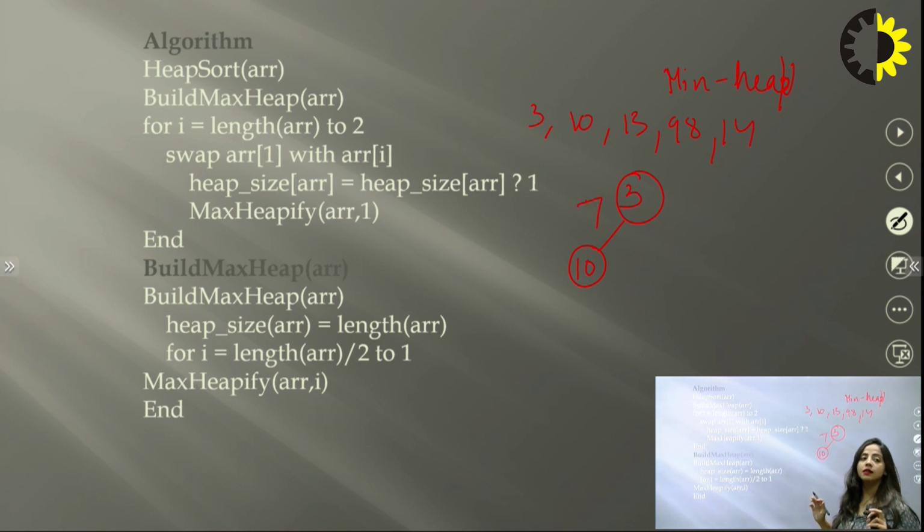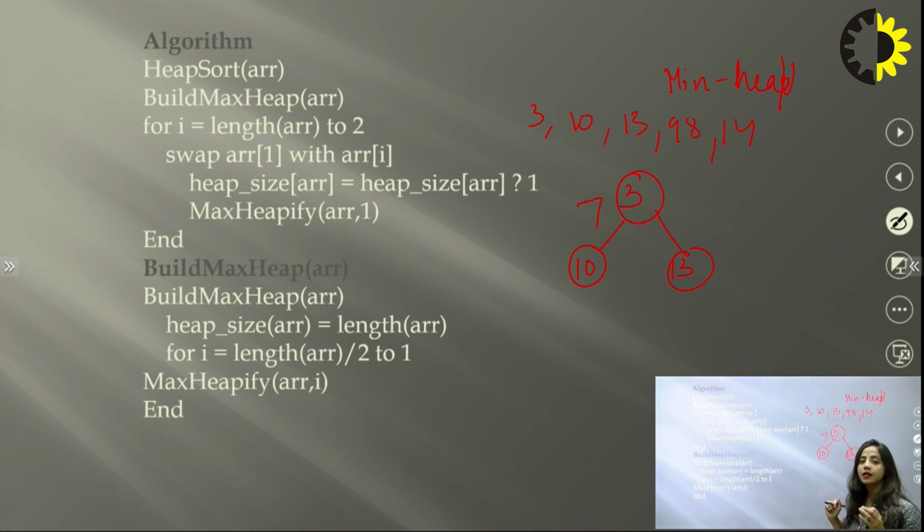Now we will insert 13 here. Where will we insert 13? We will insert 13 here. Check again, is it in min heap or not? Since 13 is greater than 3, and 3 is the root node, the root node is the smallest value element of this binary tree. So this is already in min heap form.